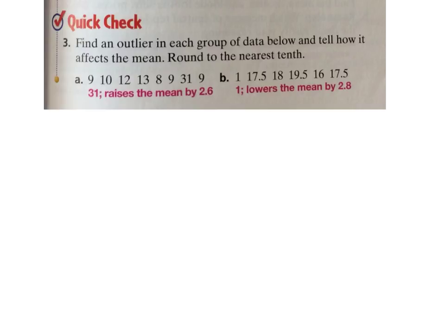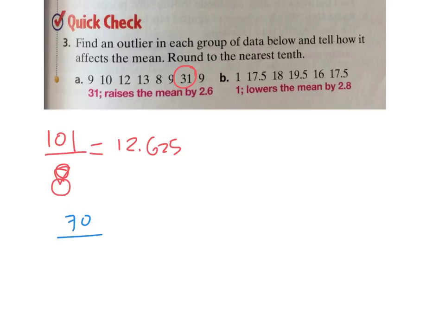Okay, so here you're supposed to find the outlier and then tell how it affects the mean. So on this first one, clearly 31 is way bigger than the rest of the numbers, so it's an outlier. I mean, look at the numbers. It is so far away from the others and so much bigger. But if I include it, there's 8 numbers, and they add up to 101. Again, this is including the 31. So that means the mean here is 12.625.